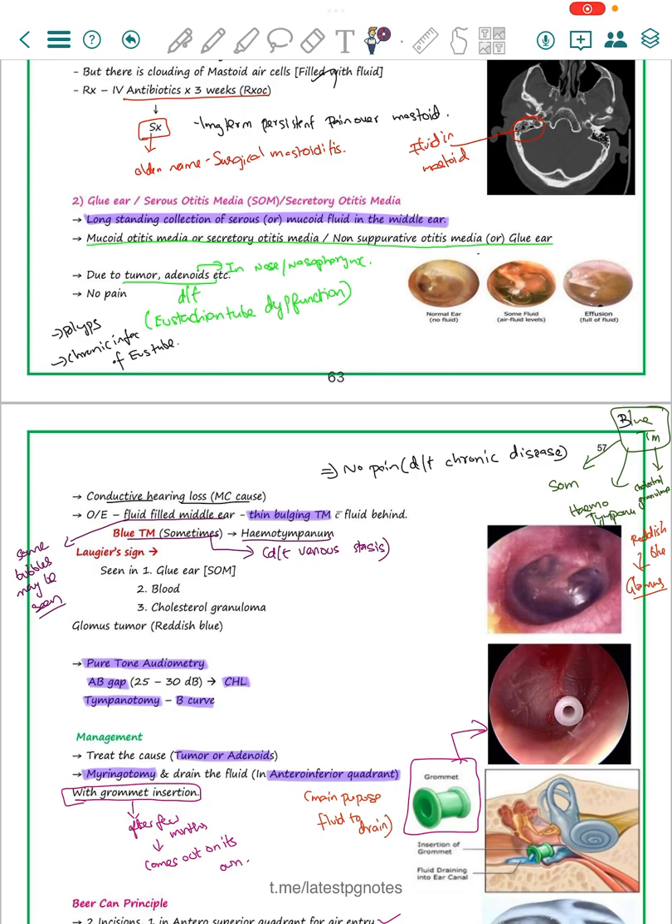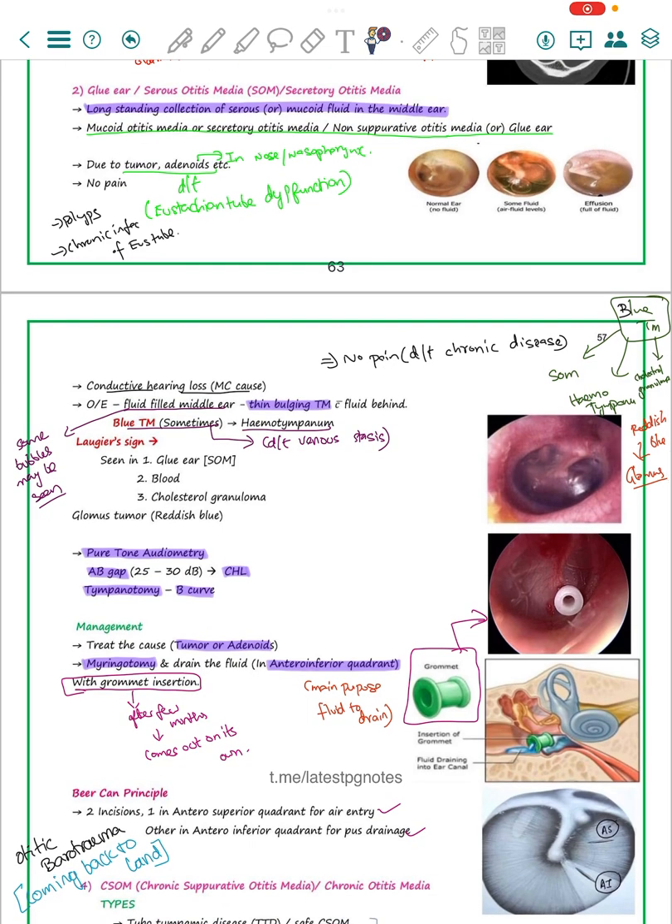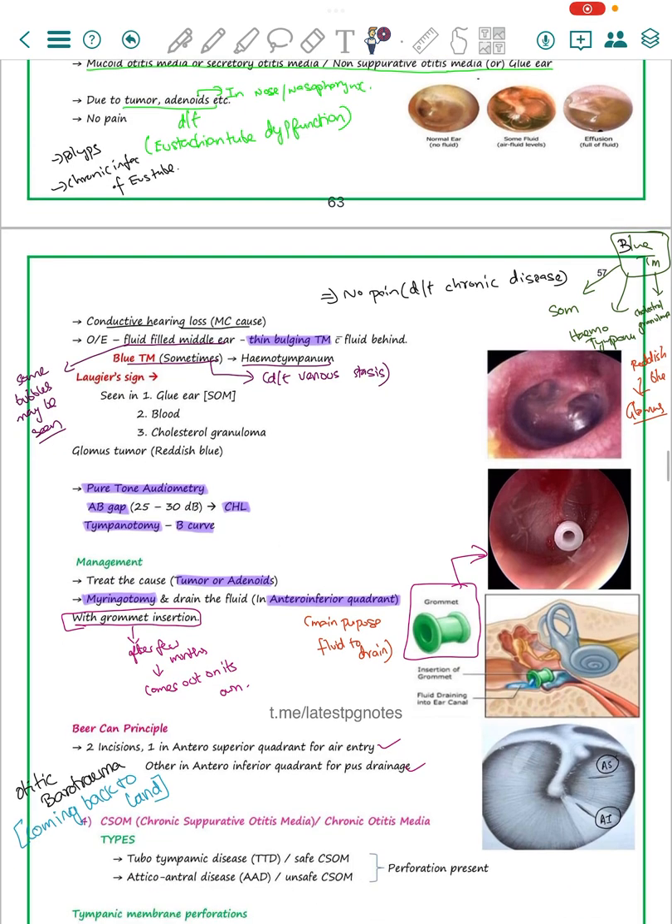The Lafayette sign is also seen in glue ear. Other conditions like accumulation of blood inside the middle ear, and cholesterol granuloma, also show this Lafayette sign. Okay, guys. Then when you do pure tone audiometry, which is the hearing test, you can find an AB gap of 20 to 25 to 35 dB. Then in tympanometry, it shows a B curve.